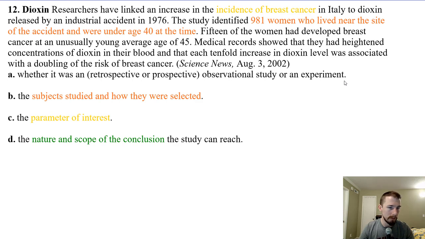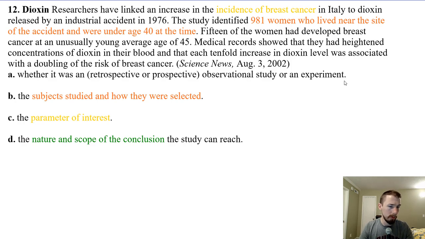All right, the subjects that were studied and how they were selected. That was the 981 women who lived near the site of the incident who were under the age of 40. We didn't choose the ones who were over the age of 40 because then clearly they would be more likely to have developed breast cancer based on natural causes, since in the general population women on average develop breast cancer after the age of 45.